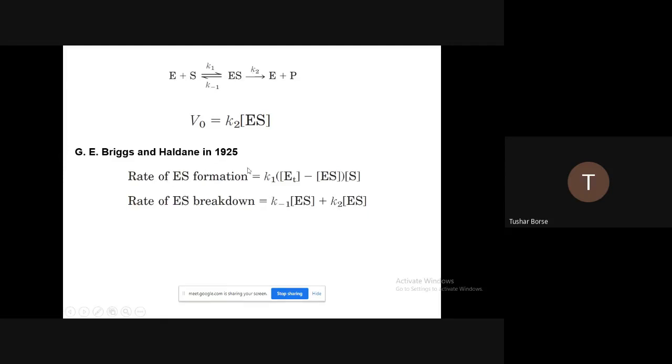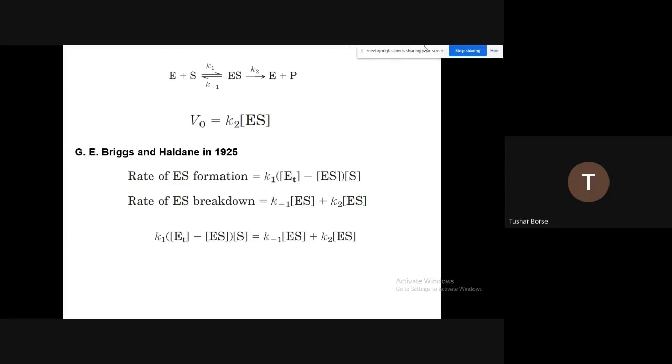So these are the two equations which give us the idea about the rate of formation and the rate of breakdown. Now we are talking about the steady state. What does the steady state tell us? That the rate of ES formation is equal to the rate of ES breakdown. So this equation is equal to this equation. Simply put them in front of each other, so one becomes the right side, the other becomes the left side. Now we start rearranging. These are simple mathematical steps which have been taken into consideration.